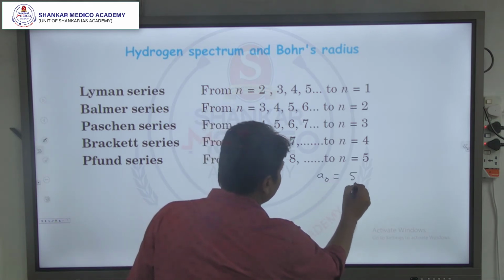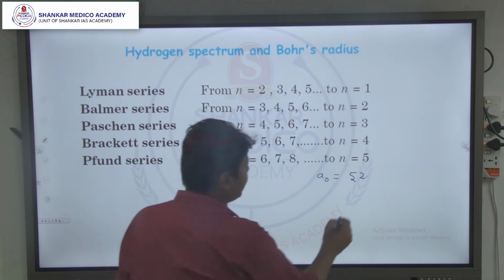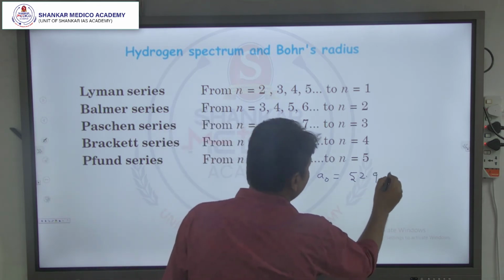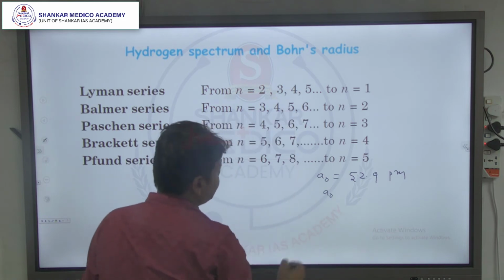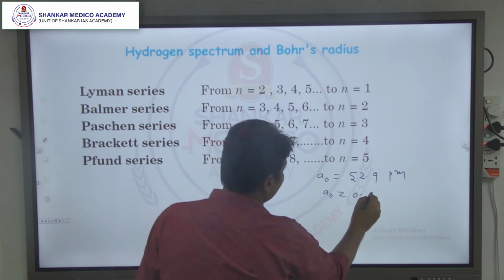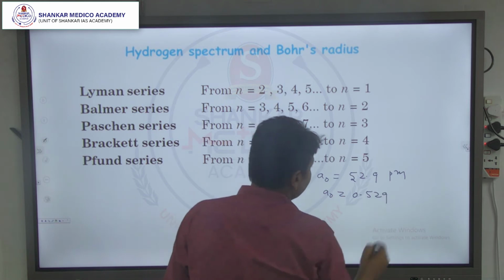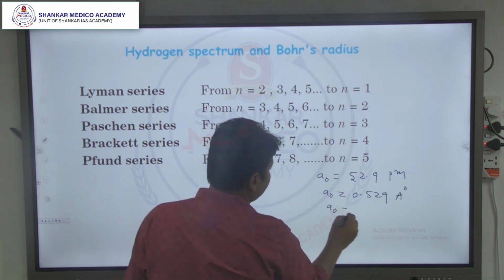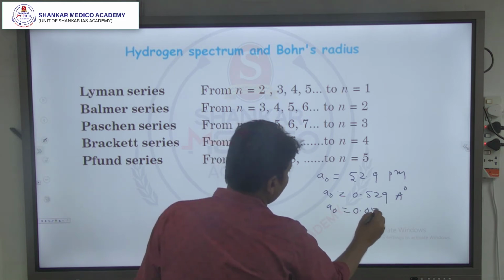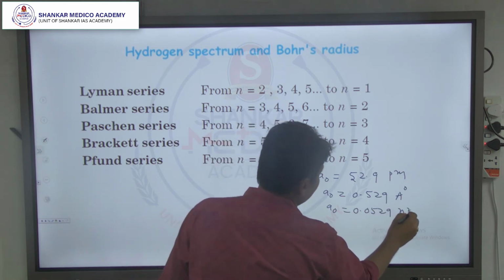If you want to represent it in picometers, we can write it as 52.9 picometer. The same a naught I am calling Bohr's radius here. You can also write it as 0.529 in terms of angstrom. The same a naught you can also write as 0.0529 in terms of nanometers.